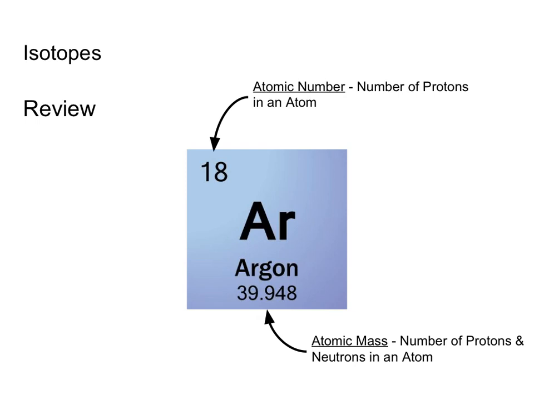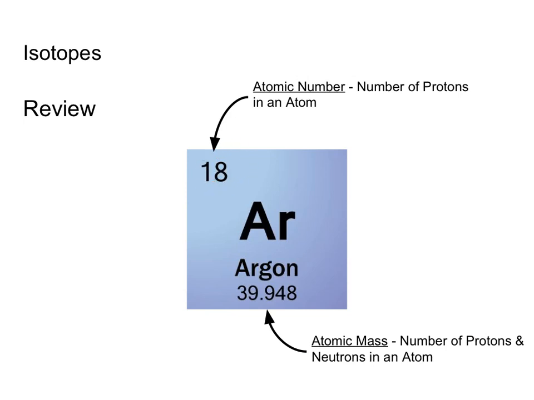Just a review of some of the basics that we should already know. The first is the idea that every atom has two numbers associated with it. Right? We have an atomic number here, which represents the number of protons in an atom, as well as the atomic mass, which is going to represent the number of protons and neutrons in an atom. Remember, each proton has a mass of 1, each neutron has a mass of 1, so they add up to equal 40, and then the atomic number is just the number of protons.